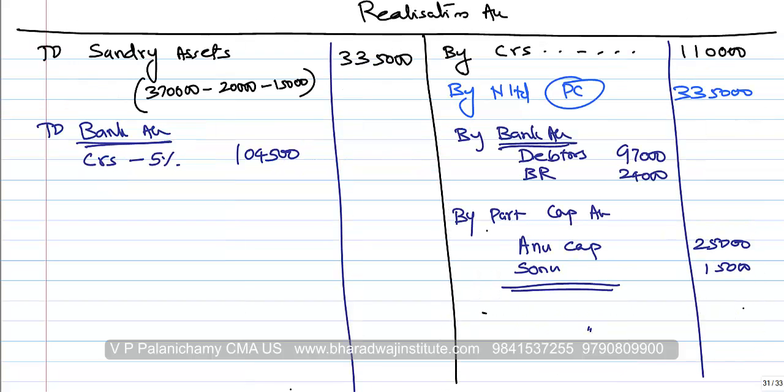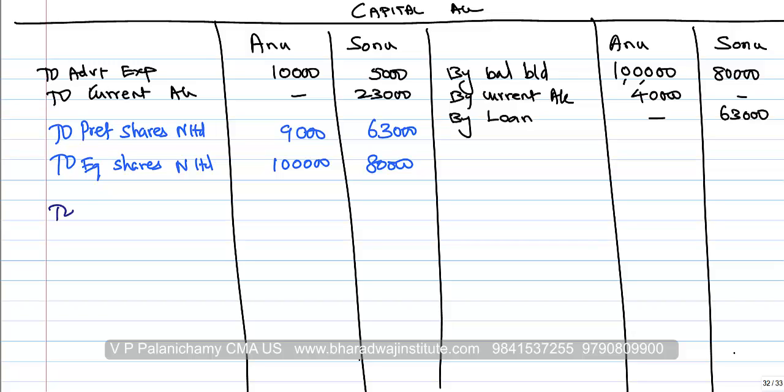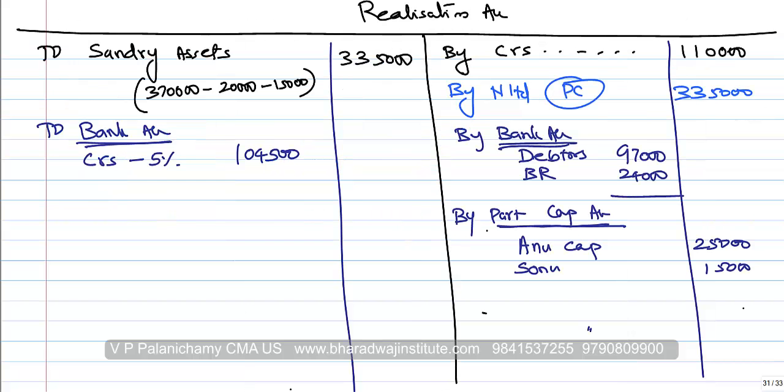Then, any other asset realized? Check the problem. Any other asset realized or expenses to be paid? That's all. Wait. Where will this come? By partners' capital, Anu and Sonu, where will this come? Capital account, to realization. This is for the car taken over. How much? 25,000 and what? 15,000. Then, total this 97 plus 24.